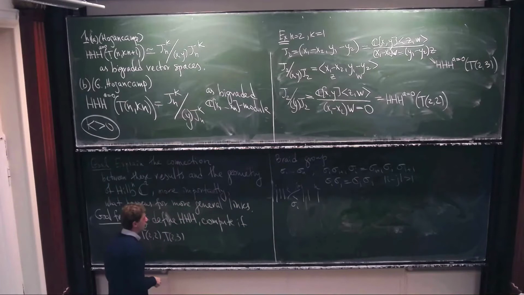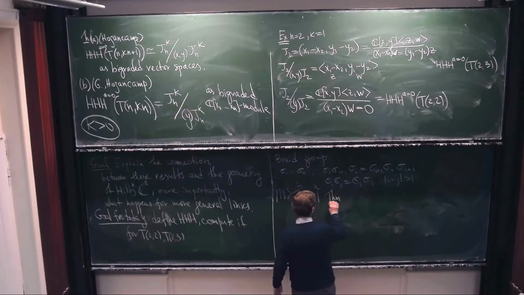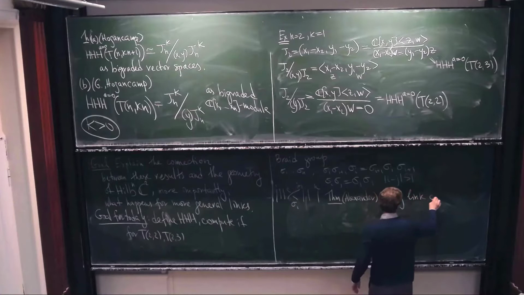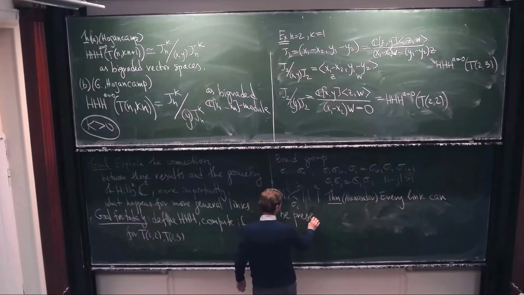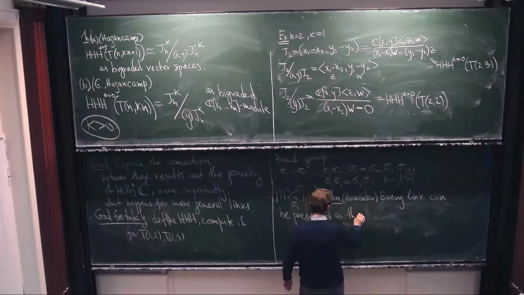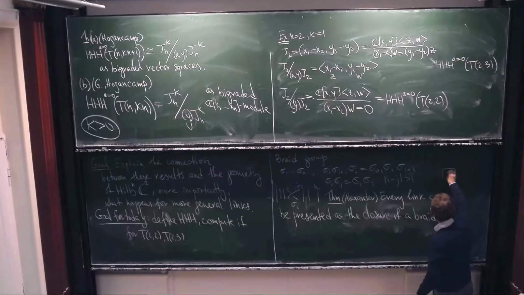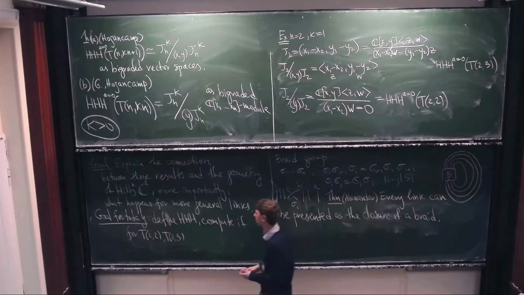And why do we need braids? Because there is a classical theorem of Alexander which says that every link can be presented as a closure of some braid. And what I mean by the closure is that I have a braid, some inputs and outputs, and then I close it like this. But it can be presented in many different ways.